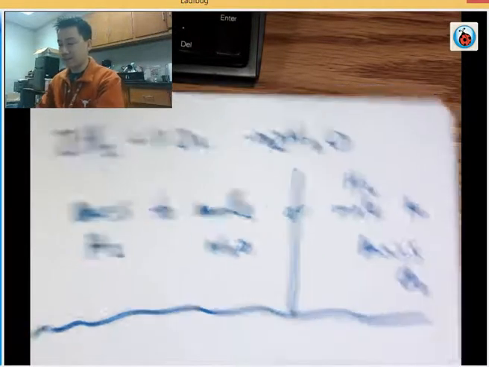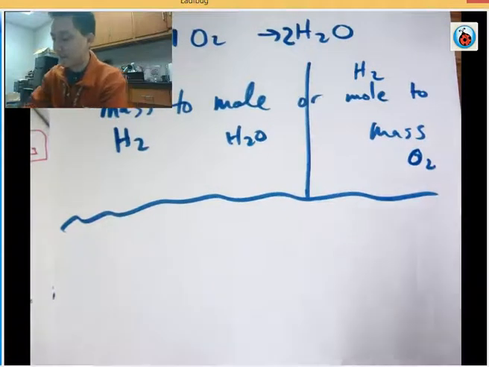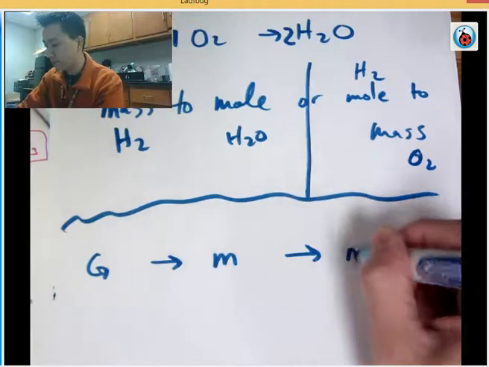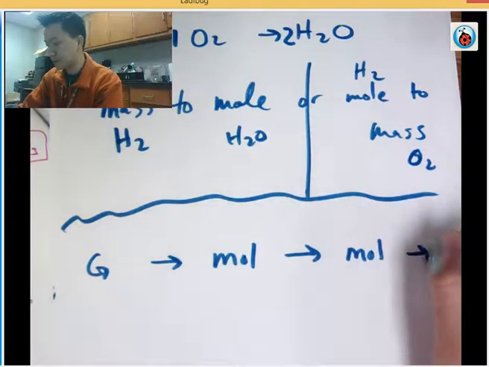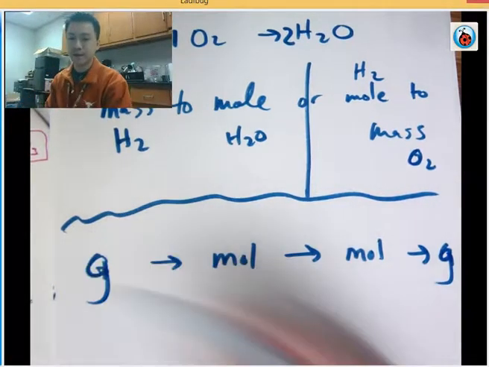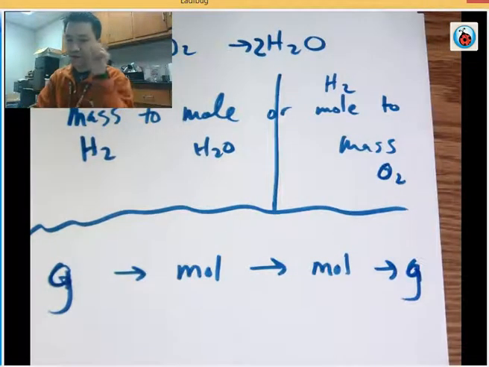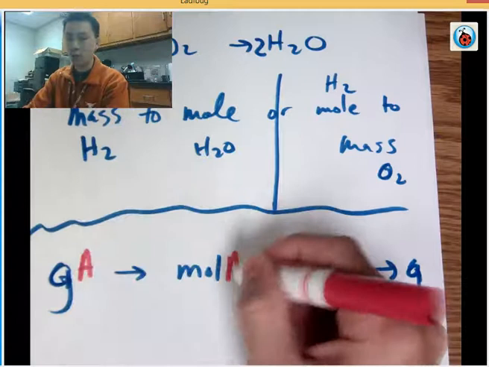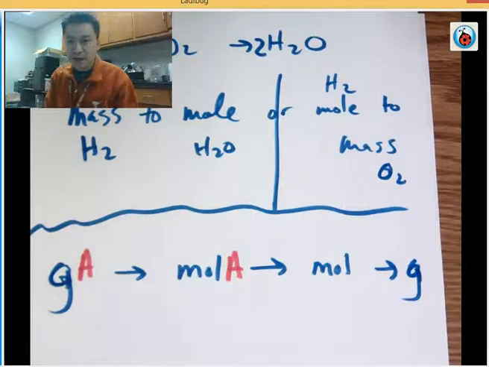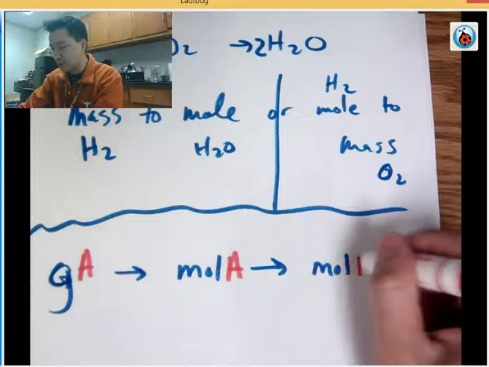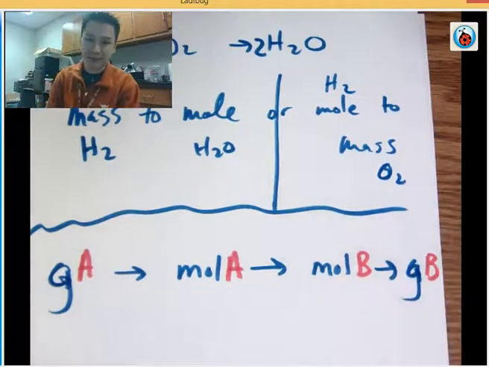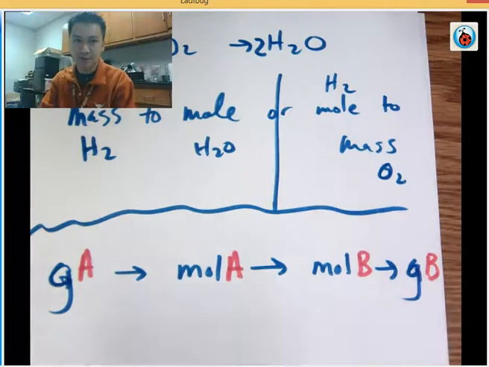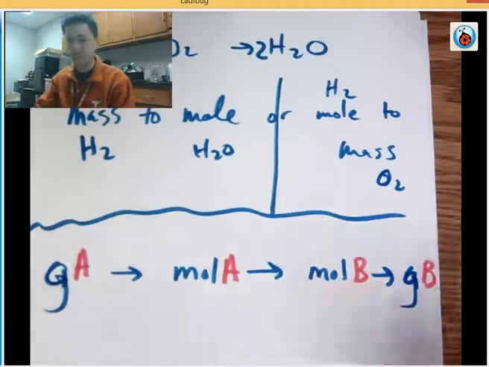But before we do this, I'm going to ask you to remember one pattern here, okay? The pattern is grams, mole, mole, grams. So if you follow this pattern, this is grams of substance A. You have to go to moles of that substance first. And then you can switch over to moles of substance B, and then you can find the mass of substance B. Okay? Just memorize this right now. Grams, mole, mole, grams. What's always in the middle?